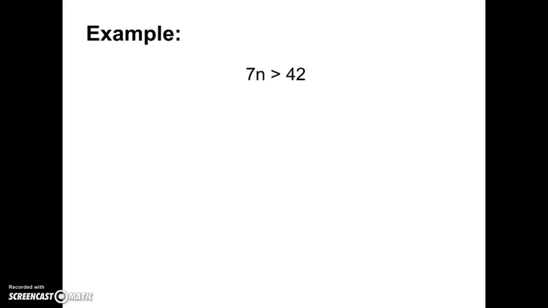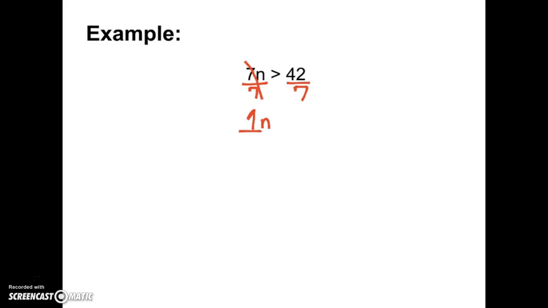In this example, we have to do some dividing. Because remember, this 7n, that's really 7 times n. So when those are multiplied, in order to get rid of the 7, because we want the n by itself, we have to do our opposite operation. So the opposite of multiplying is dividing. So I'm going to divide by 7 on both sides. And when I do that, 7 divided by 7 becomes 1.